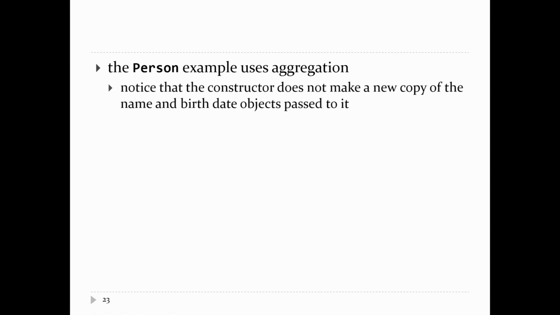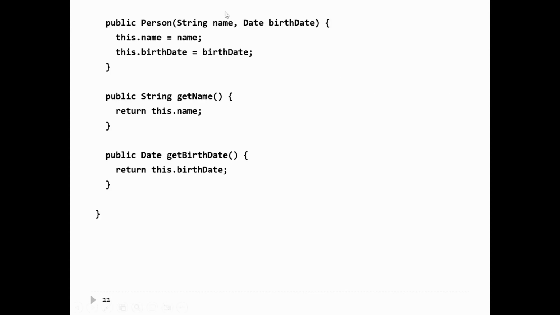So the constructor does not make a new copy of the name or the birth date object that's passed to it. So right here, when you write this.name equals name and this.birthDate equals birthDate, what's happened here is that the person's name object is the same object as the name that was passed in by the caller. Similarly, the person's birth date object is the same date object that was passed in by the caller. There's no new string here, there's no new date here. So the person object doesn't actually own its name or birth date. It can't own them because it's sharing them with whoever called this method.